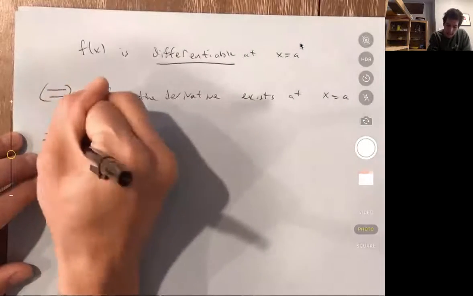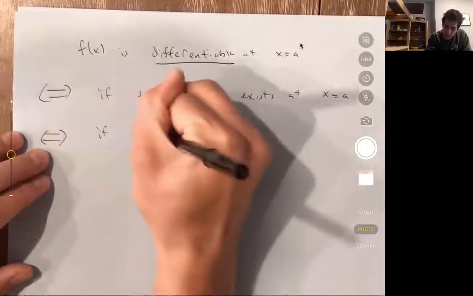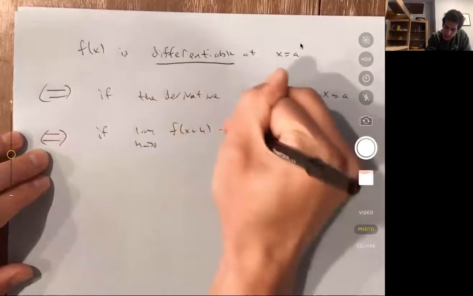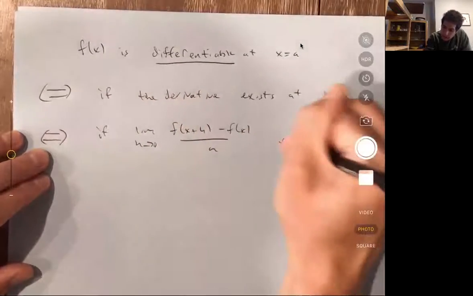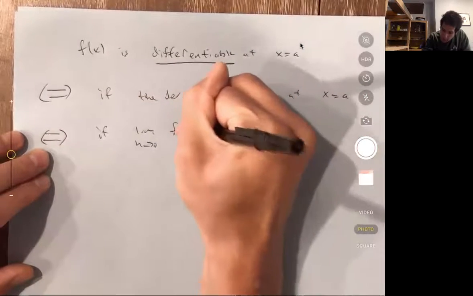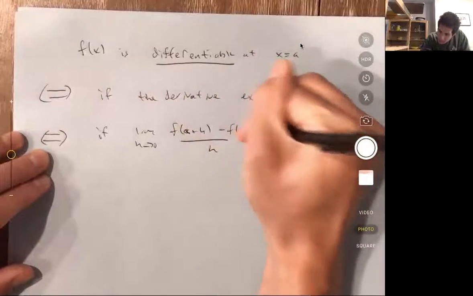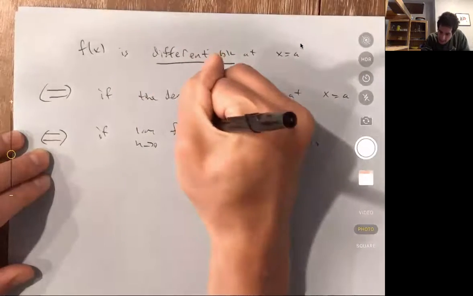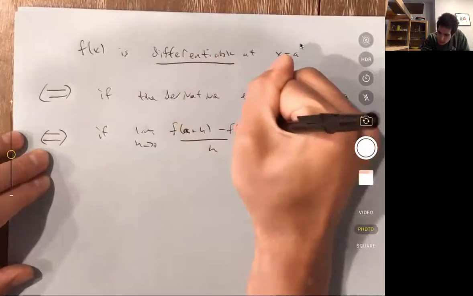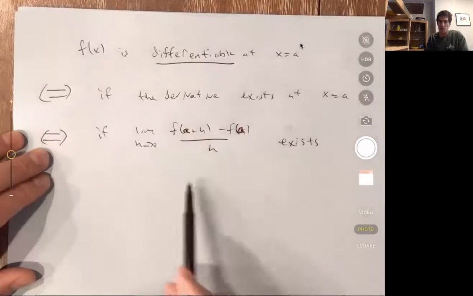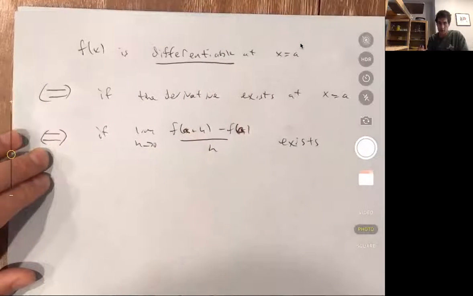Another way to say this is if the limit as h goes to 0 of f of x plus h minus f of x over h exists. Oh, sorry, if f of a plus h minus f of a. So if the definition of the derivative at a, if this limit exists, then the derivative exists, and so we call the function differentiable.